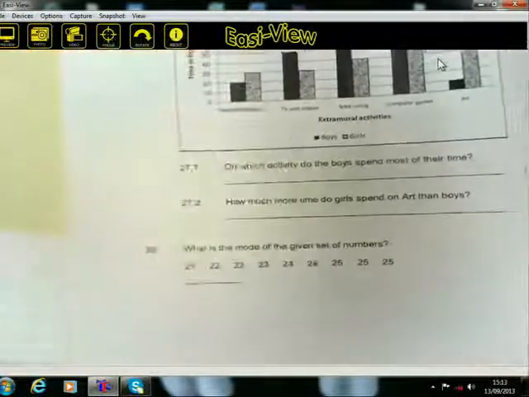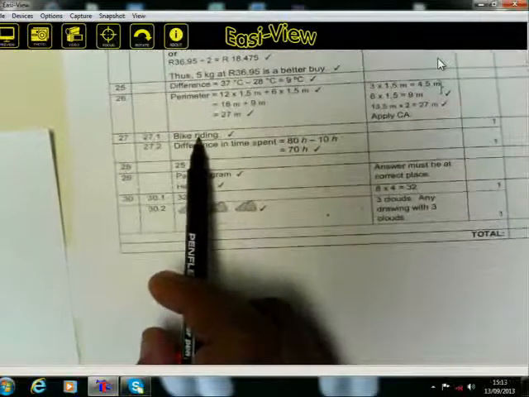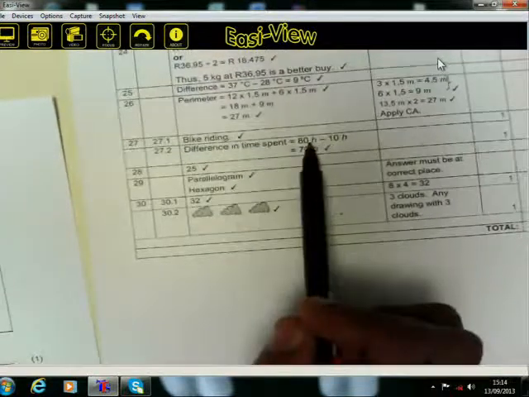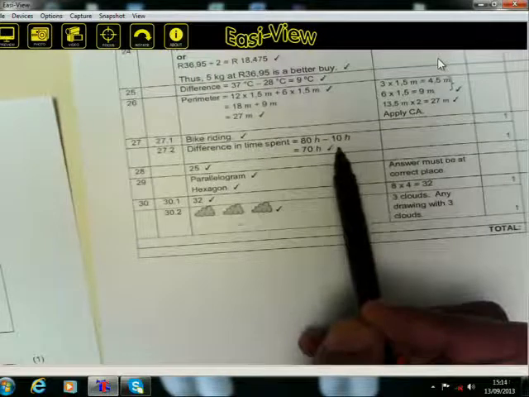27 there. Examine the double graph and then answer the questions. Okay, you look at that. It indicates the time in hours, the extramural activities, and then that one indicates boys and the girls. On which activity do the boys spend most of their time? 27.1 is there, bike riding. And then the second one, how much more time do girls spend on art than boys? It gives you the 80 minus 10 is 70. It's 1 mark, you mark there.